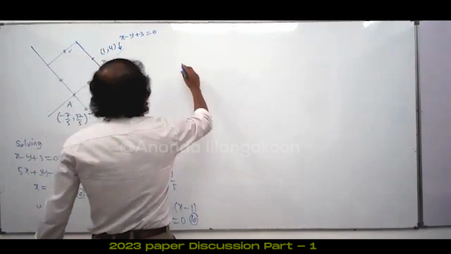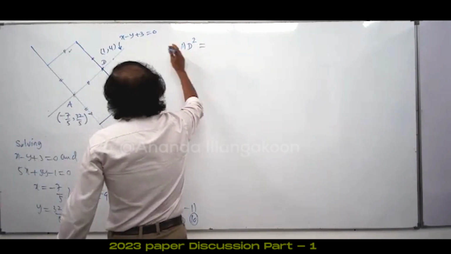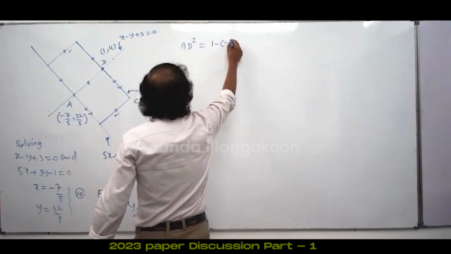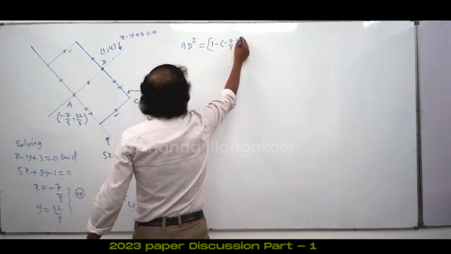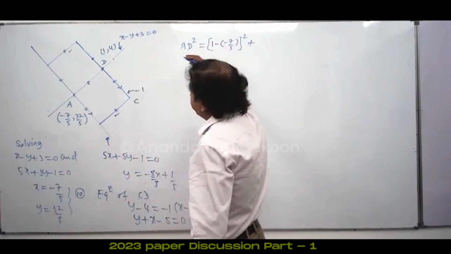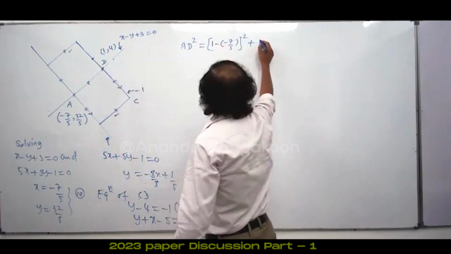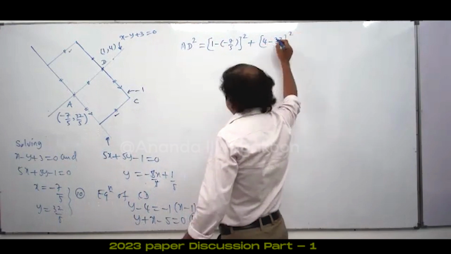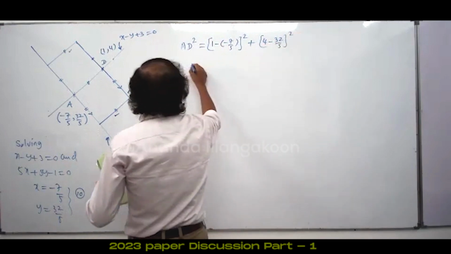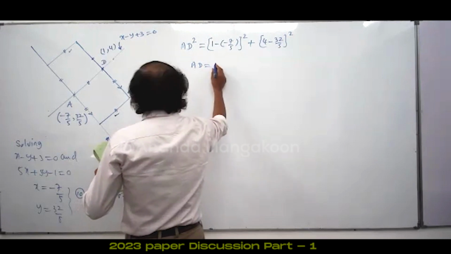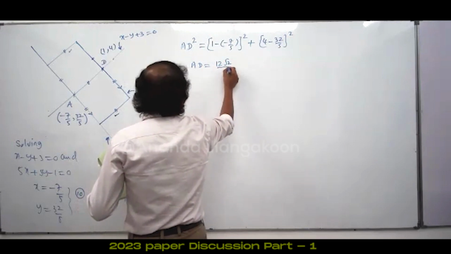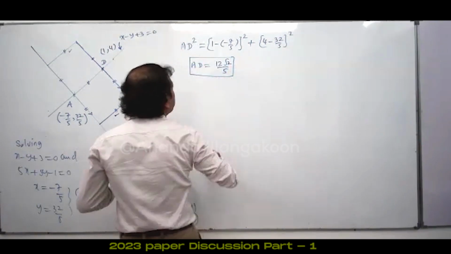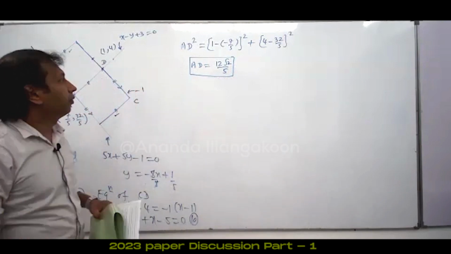AD squared, how to write? Difference of x coordinates perfect squared: 1 minus 7/5 perfect squared. Difference of y coordinates perfect squared: 4 minus 32 divided by 5 perfect square. When you simplify this and take the root, this AD comes as 12 root 2 divided by 5. The simplification part is up to you, if you are able to simplify this kind of thing.